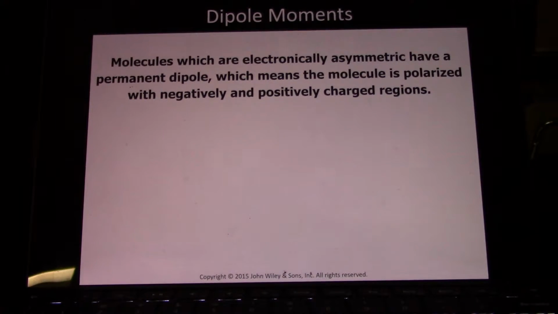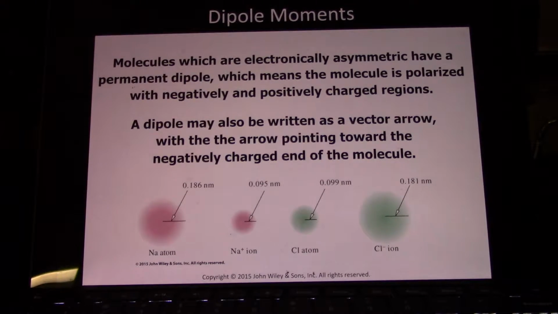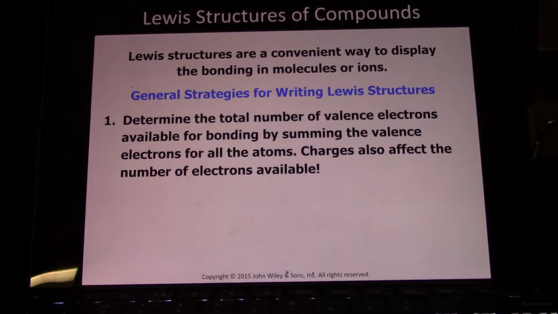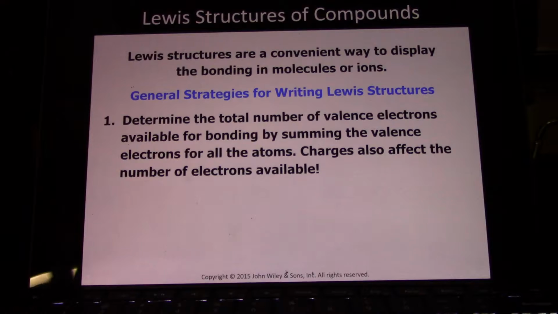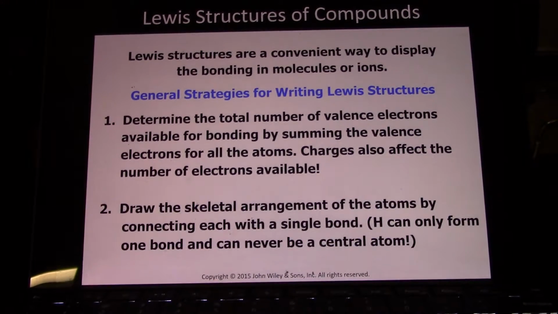So molecules, which are electronically asymmetric, have a permanent dipole. There's a permanent partial positive and a permanent partial negative. And we can bring that into our Lewis dot structures.